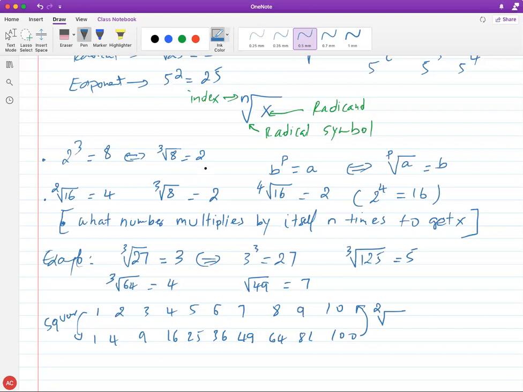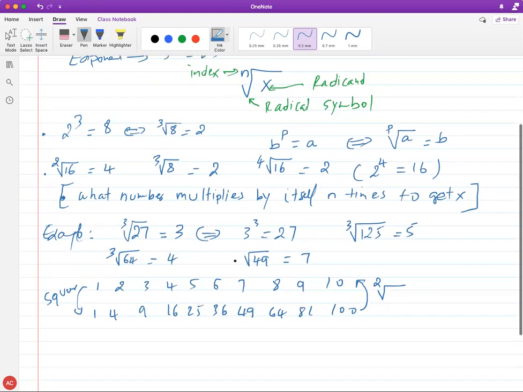So again, the power and the radical are two opposite things. One squares a number, the other one gets back to the root of that number. So this is for the squares.